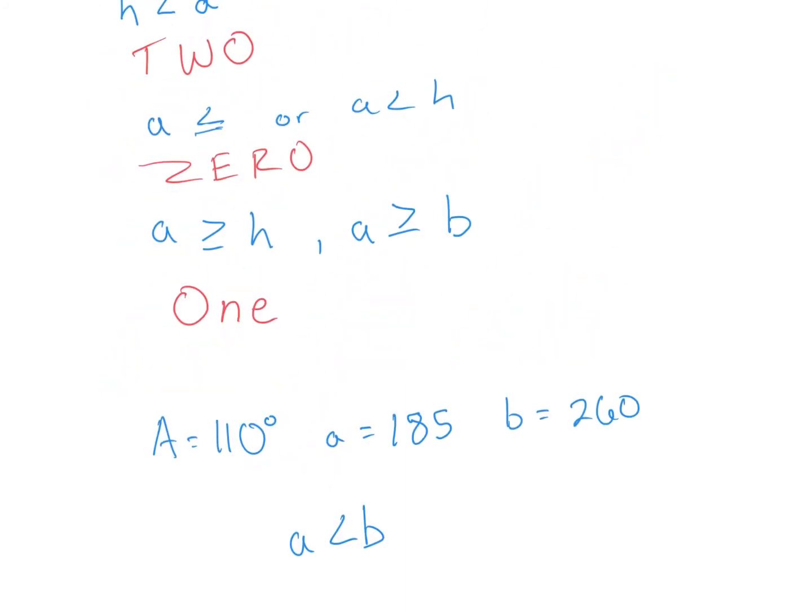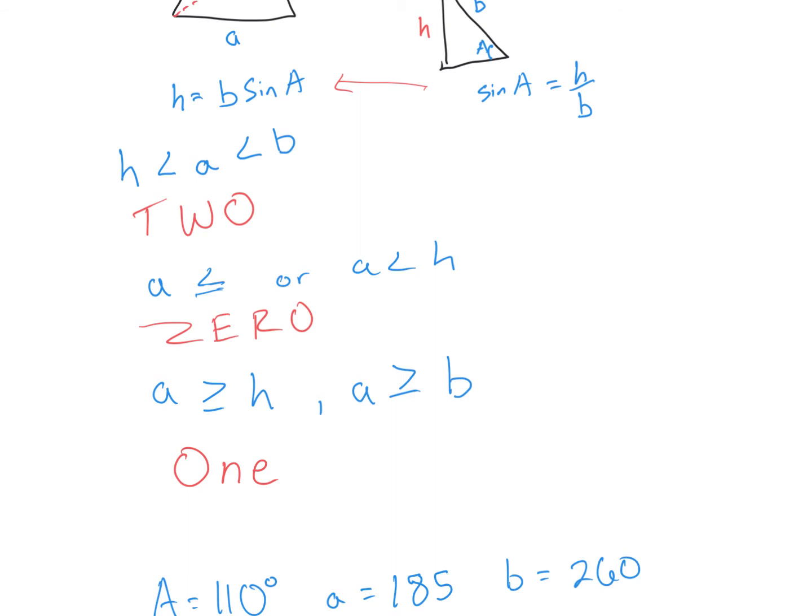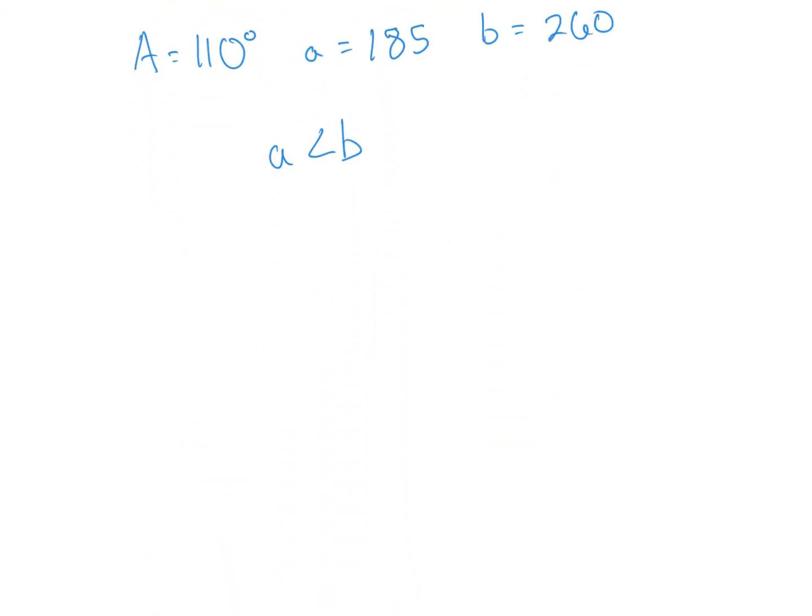So let's say they gave us angle A is 110 degrees. A itself, the distance, is 185, and B is 260. So let's figure this one out. First, I already know that A is less than B. So from my checklist, this isn't looking good. A is less than B. So here, it could either be this or this.